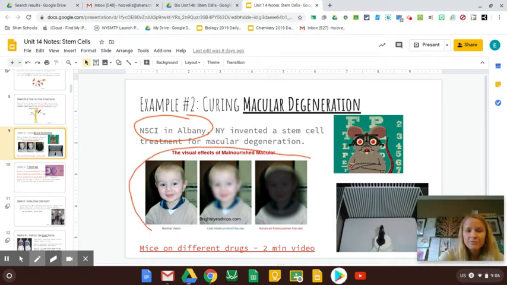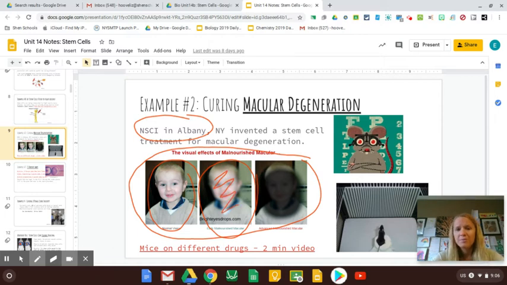This is what it looks like if you have macular degeneration. So this is what you see if you have normal vision. Then you start to lose it, and it actually gets blurry right in the middle of your field of view. And then you start to totally lose the middle of your field of view. So, a pretty unpleasant disease to have. You're losing your vision. So what they did was they trained stem cells to be eye cells, and they put them in there. And they were actually able to cure some people who were losing their vision.